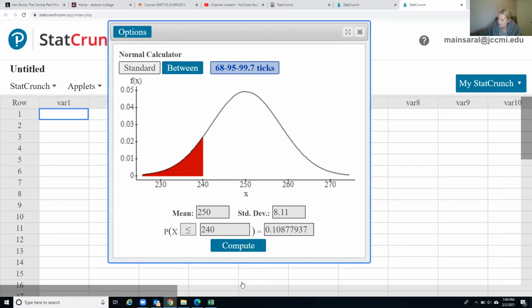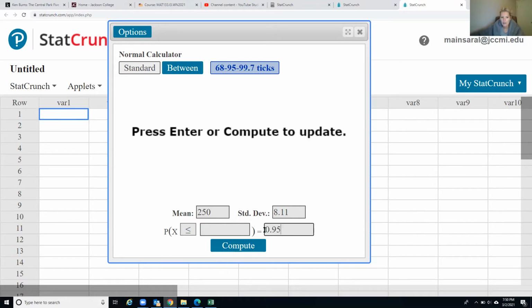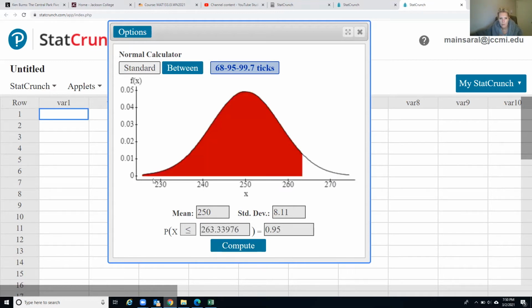So let's try to do the next one without seeing the picture. It says, find the 95th percentile of the sample means. Okay, so this one is the same mean and standard deviation, but this time we know the percentile is 0.95 right here. And percentile is always from the left to the right. So when we hit compute, that's shading, and 95% of the data is below this value.